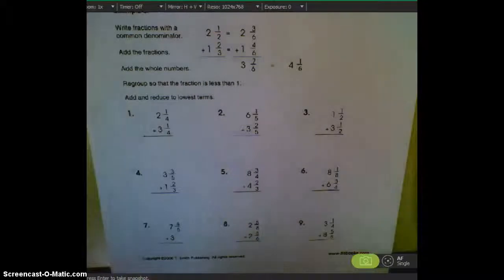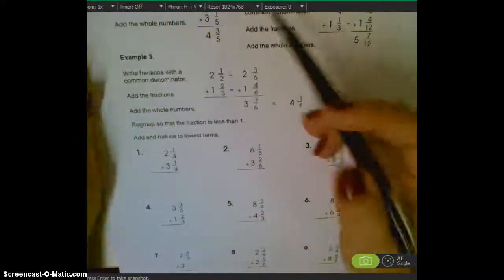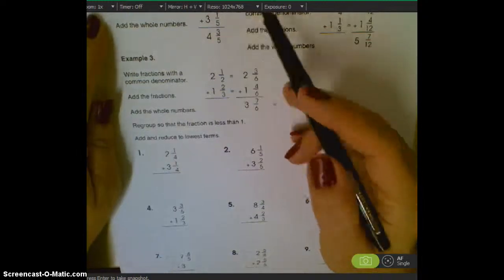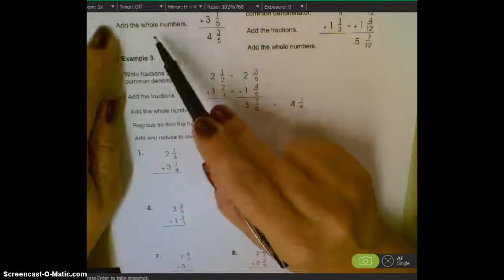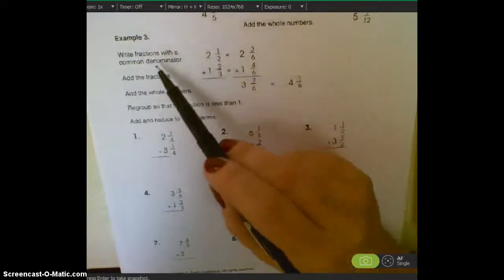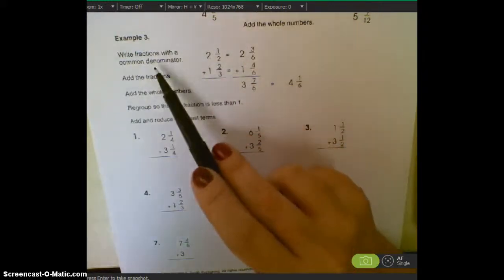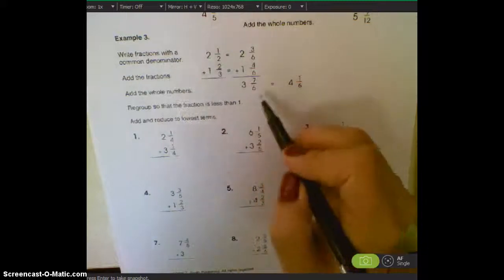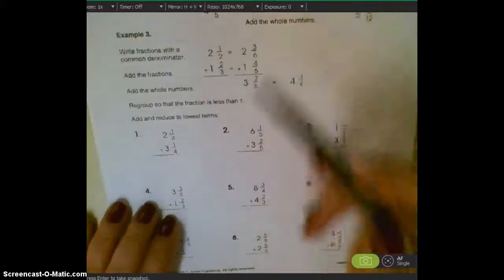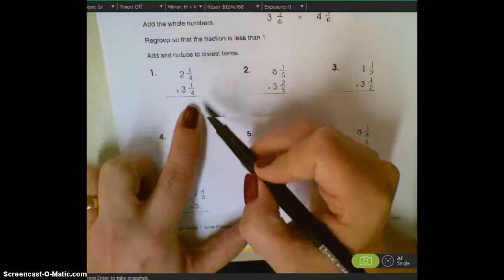Okay, fifth graders, this should be much like the homework you did a couple nights ago. Adding fractions, and these have common denominators. So first you add the fractions, then you add the whole number, and then we need to write the fractions with a common denominator. So you change it, let's see, and then you reduce to lowest terms. So here we go. We're going to just add down.